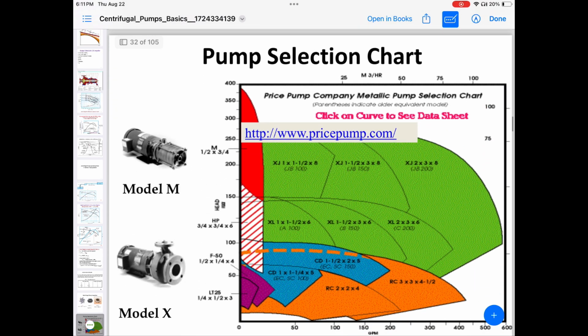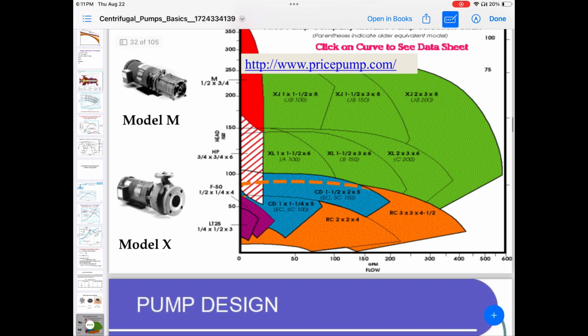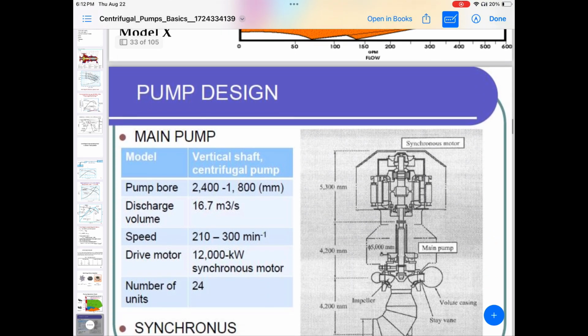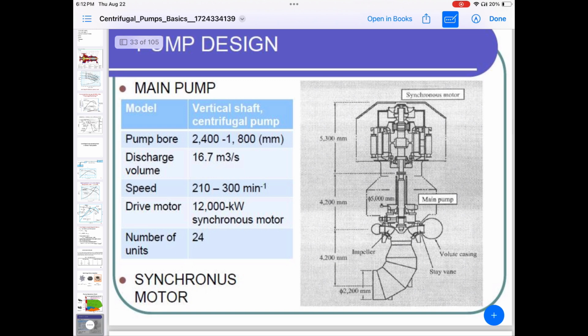Pump selection chart. There are different types of liquids, as for the design data sheet; those things apply for this website also. We also see the recommendation for what category to use for the pumps. Its main parameters are model number, pump bore, discharge and volume, speed and drive motor, and number of units.